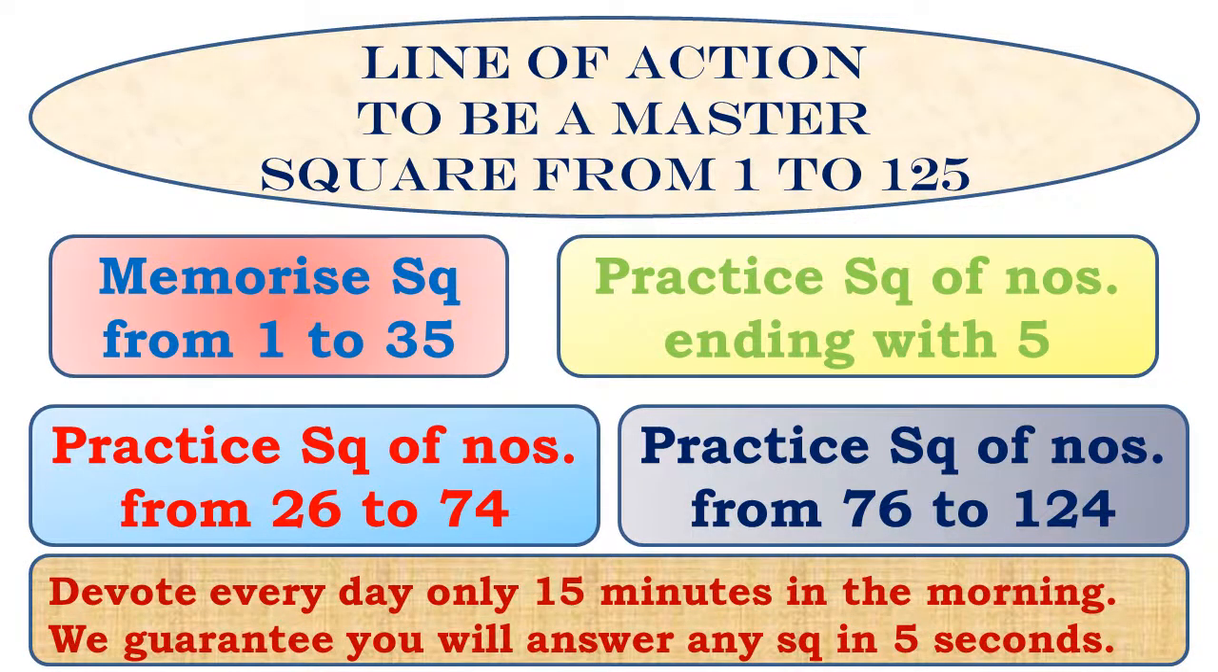Devote 15 minutes every day. It is very important to do this practice in the morning, because if you practice these things in the morning, it is going to help you tremendously. And we guarantee, if you practice every day, it won't take more than 15 minutes, my dear friend. You will be a master. Within seconds, you will be able to throw the answer of any number's square lying from 1 to 125.